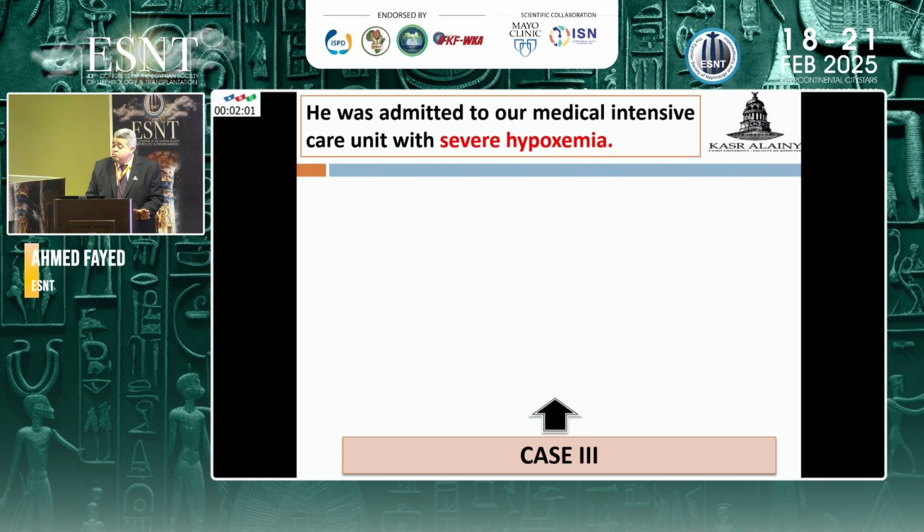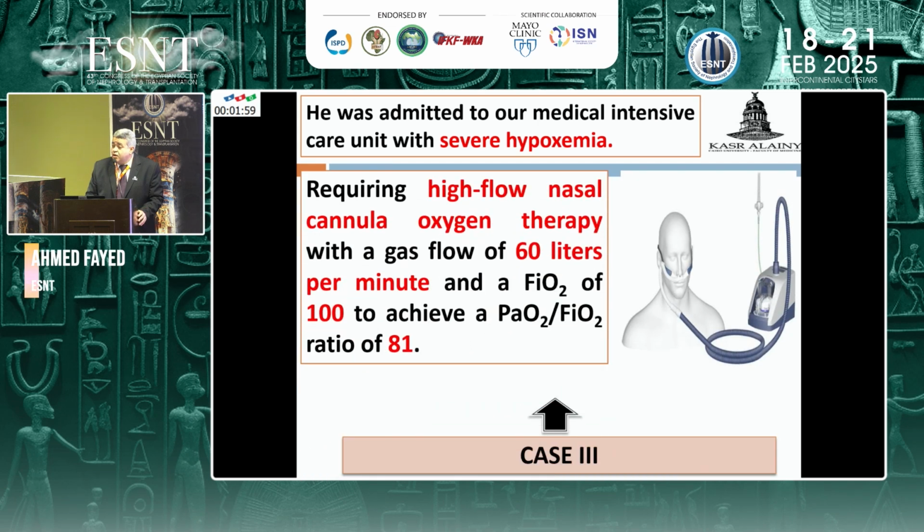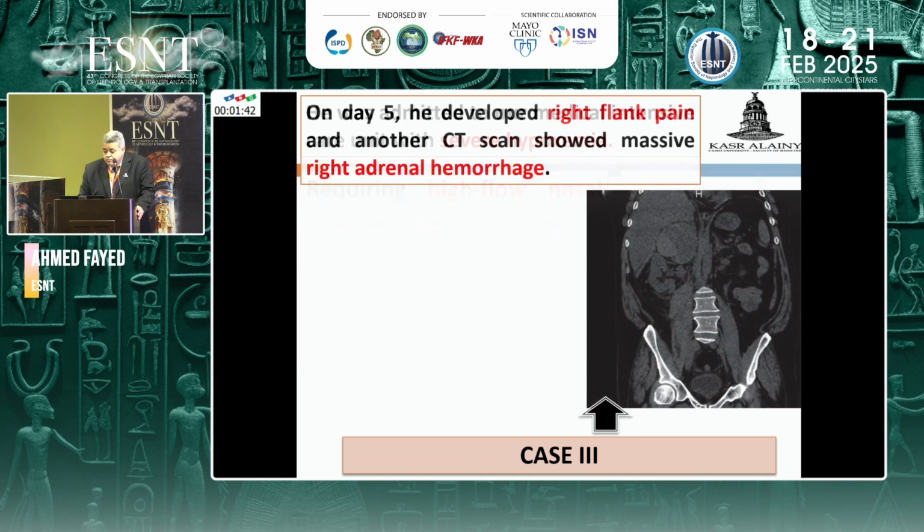He was admitted to our medical ICU due to severe hypoxemia, and we introduced high flow nasal cannula, which is one of the ways to improve oxygenation instead of CPAP, with 60 liters per minute in order to reach FiO2 100% and achieve a PaO2/FiO2 ratio of more than 80. But on day 5, there was right flank pain, and we did a CT.